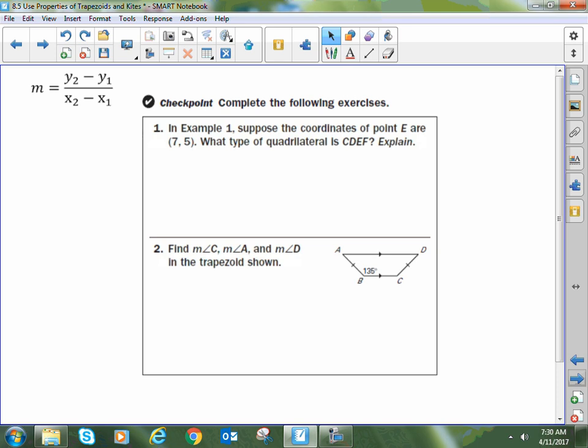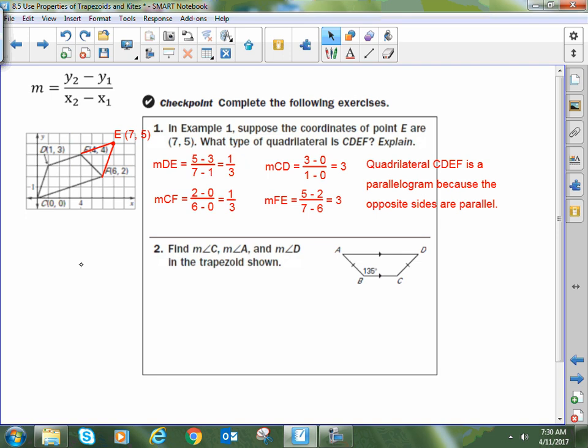All right. So in example one, this is going back to that one that we showed was a trapezoid by using the slope formula. Well, now we're taking one of those points and changing it to a different location. We're taking point E and moving it to (7, 5). So when I move it to (7, 5), the shape of the figure changes.